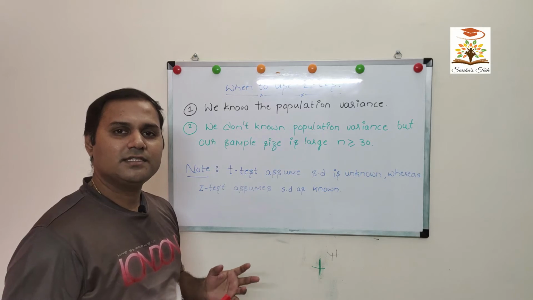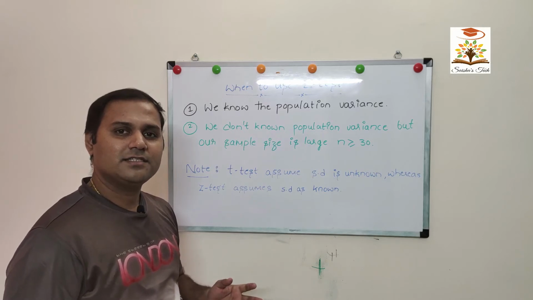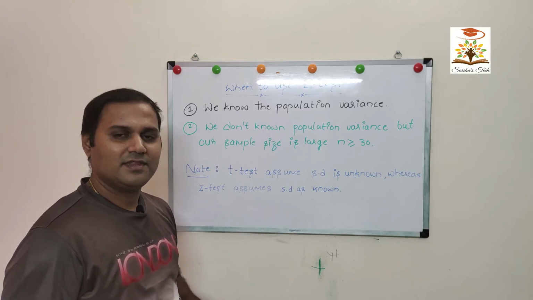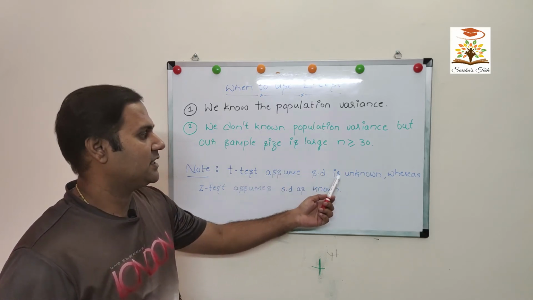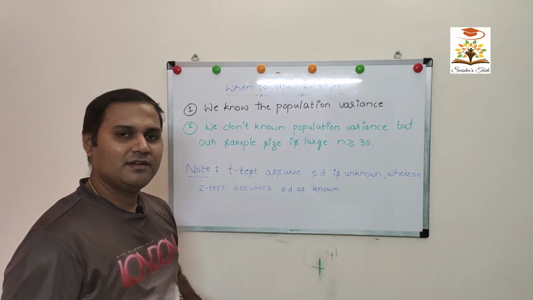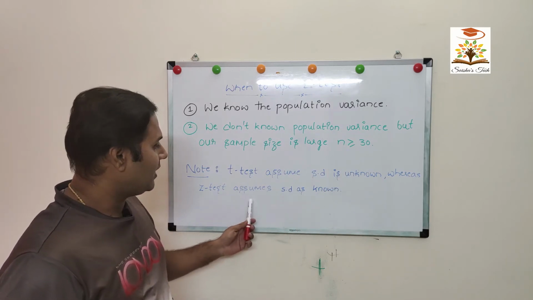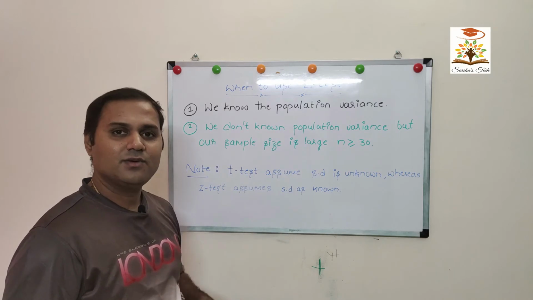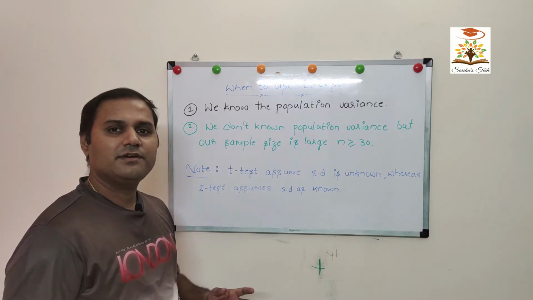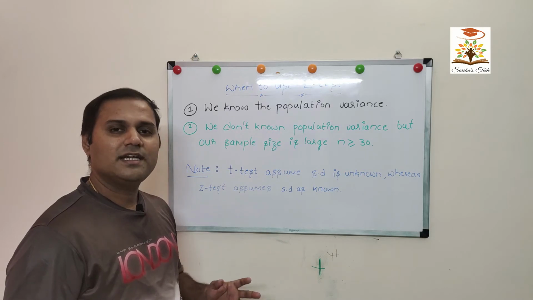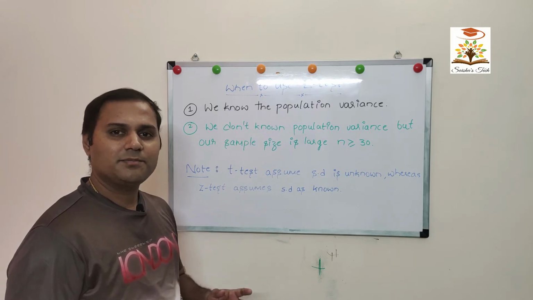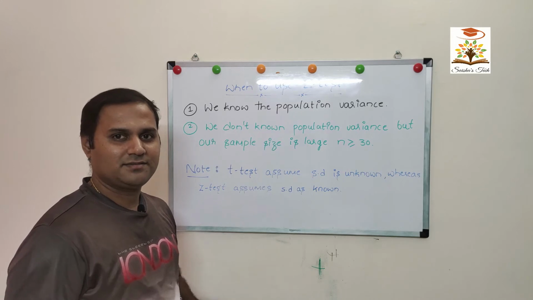There are some assumptions which are made by t-test and Z-test. That is, t-test assumes standard deviation as unknown, whereas the Z-test assumes the standard deviation as known. As we have understood when to use Z-test, now let us understand what are the steps to conduct Z-test.